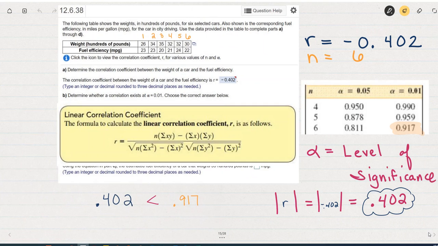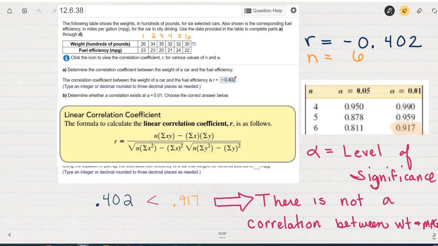And I'm going to notice that that 402 thousandths is less than the value from the chart, the 917. So I can say that because this number is too small, because our 402 is too small, it doesn't make the cut. Because 91.7%, or the 0.917, is like a cut score, determining whether or not there's a correlation that's statistically existing here. And we'd say no, because we don't make the cut. The 402 is too small of a relationship.